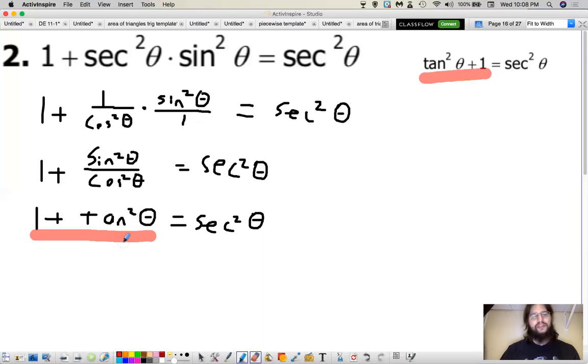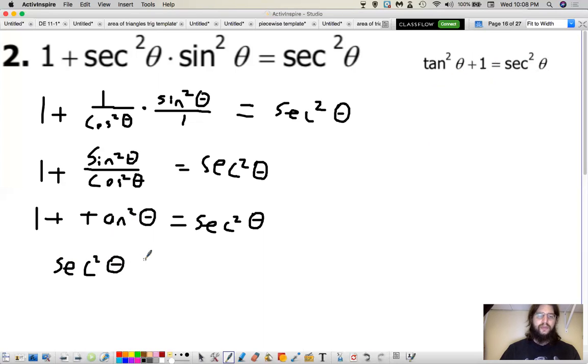I just wanted to see what tangent squared was, and hey, look at that. That's exactly what I want. So I can rewrite this as secant squared theta. On the right side, I have secant squared theta. They match. We are done. Quod erat demonstrandum in the proof, whatever you want to do.